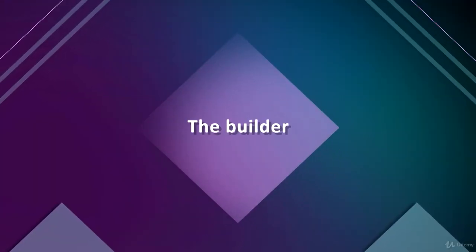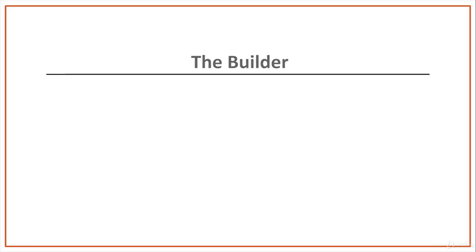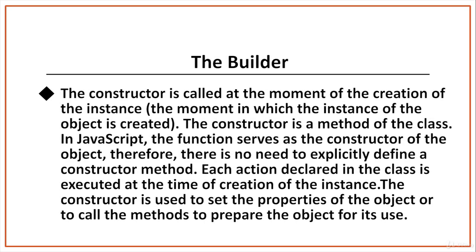Now for the constructor. The constructor is called at the moment of the creation of the instance, the moment in which the instance of the object is created. The constructor is a method of the class. In JavaScript, the function serves as the constructor of the object. Therefore, there is no need to explicitly define a constructor method, and each action declared in the class is executed at the time of creation of the instance.